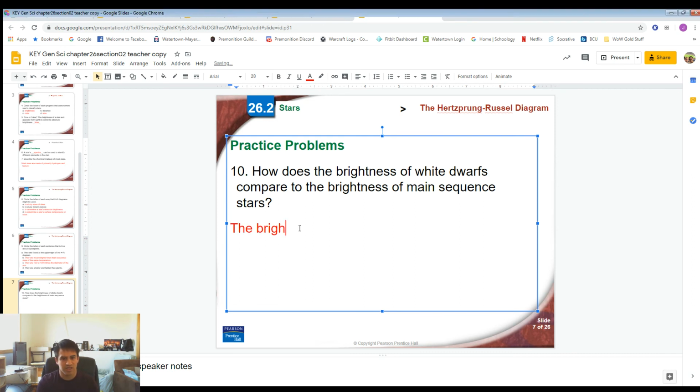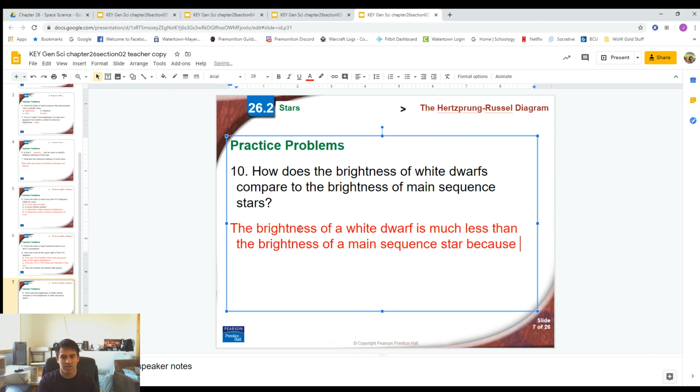So we can say the brightness of a white dwarf is much less than the brightness of a main sequence star because it is much smaller and has much less surface area. Something along those lines, right? But they're much less bright.